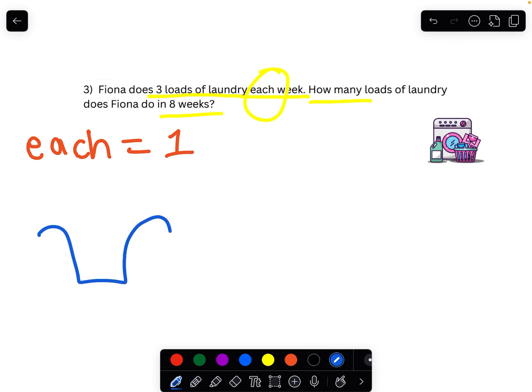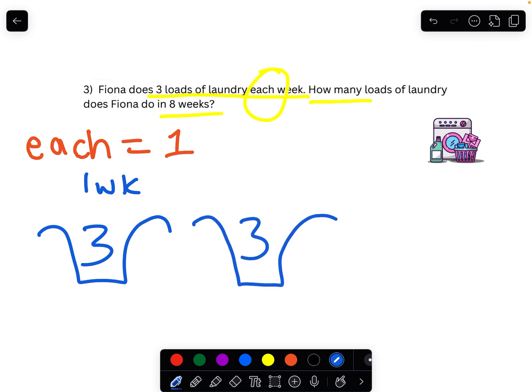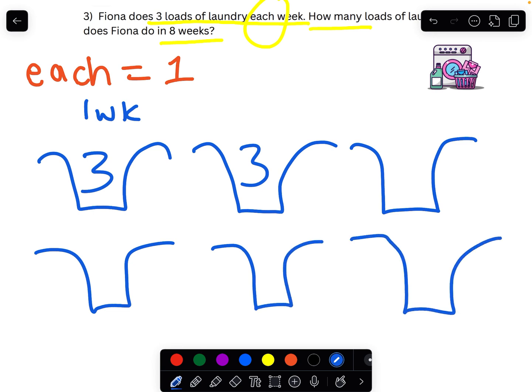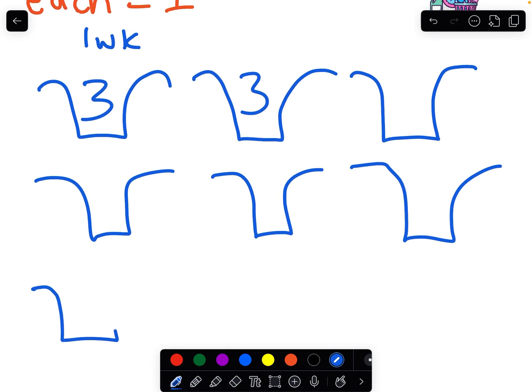Here, I'll draw a very pathetic laundry basket. So she does 3 loads of laundry in 1 week. That's 1 week. WK is the abbreviation for week. Then she does another 3 loads of laundry the next week, week 2. But I want to know 8. How many she does in 8. 2, 3, 4, 5, 6, 7, 8.